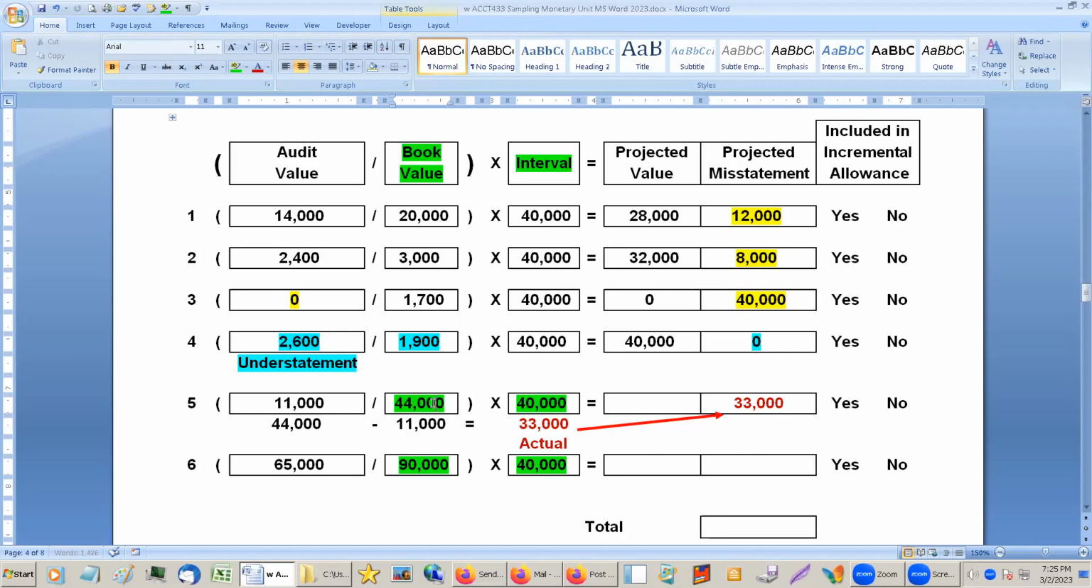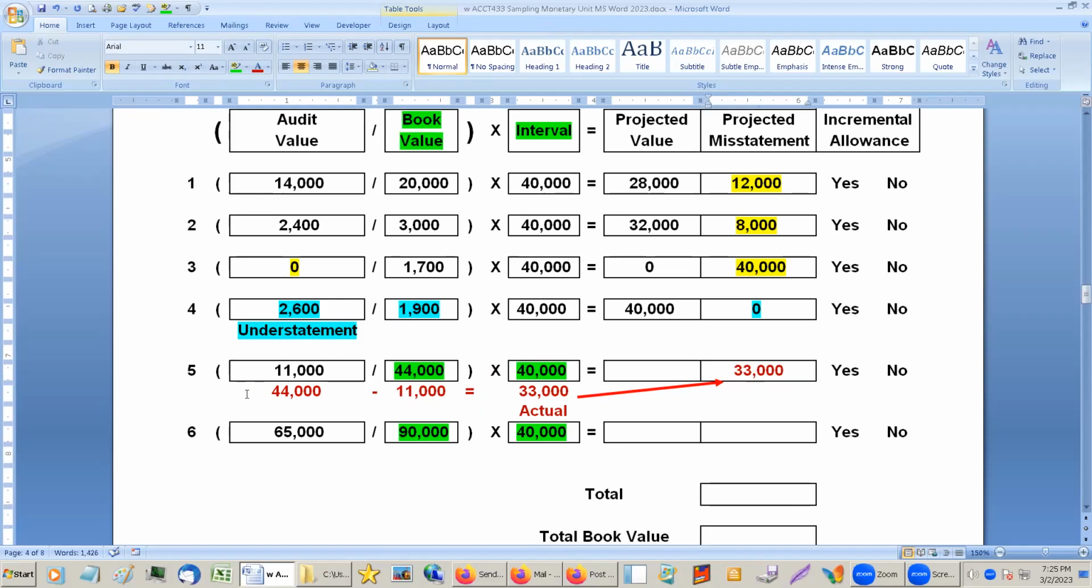So whenever you have this situation where the book value is higher than the interval, you find the actual amount. And that's what you put in for your projected misstatement. Now this one down here is the same thing.